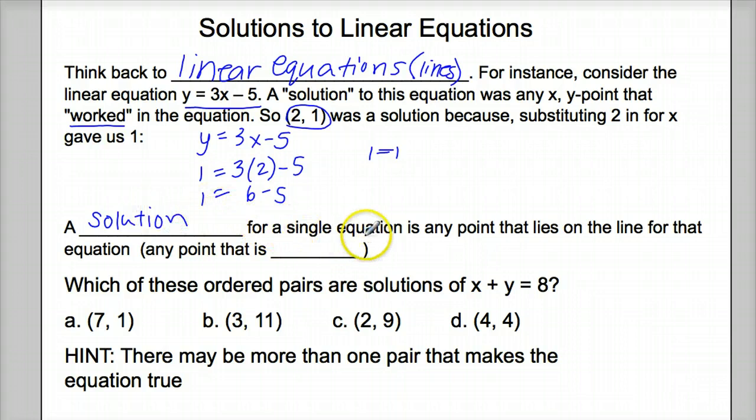So a solution for a single equation is any point that lies on the line for that equation, or any point that is true. You're going to hear me say that a lot. This point is true on this line, meaning if we put 2 in for x, we get y equals 1, and this point is (2, 1).